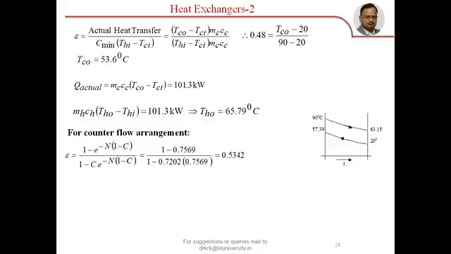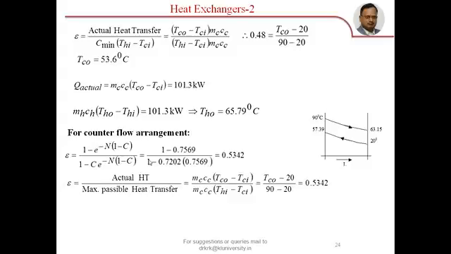So whether it is parallel flow or counter flow or cross flow, whatever way you try to use that heat exchanger, the number of transfer units remains the same as long as the flow rates remain the same. They are untouched. Effectiveness is equal to (1 − e^(−NTU(1−C))) / (1 − C e^(−NTU(1−C))), which is equal to 0.5342.